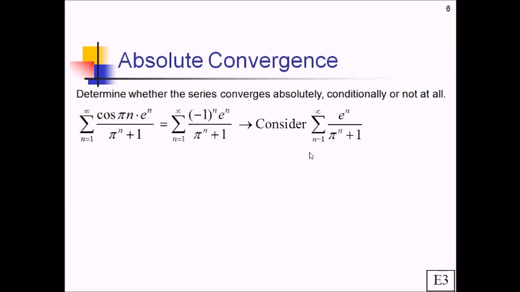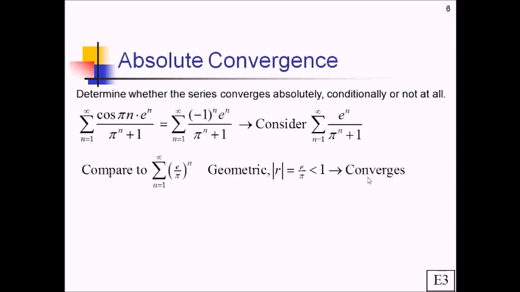So let me pick a comparison series that's pretty close. I'm going to go with e to the n over pi to the n, which I can also write as just e over pi to the n. Now this is a geometric series, has a common ratio of e over pi. Since e is less than pi, that means this is a number that is less than 1. So this is going to converge for my comparison series.